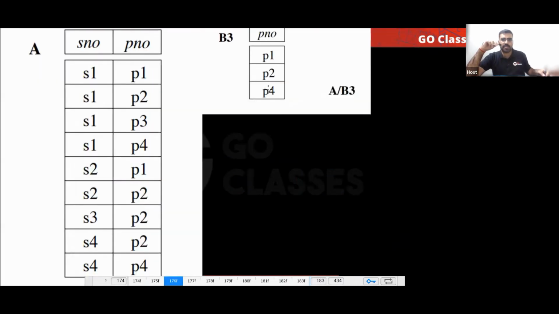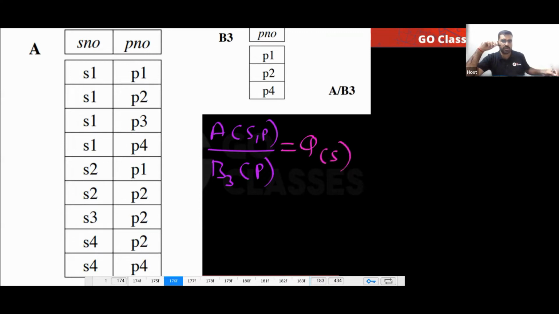Now you have become the expert. Now let's quickly do it. Tell me the answer for this also. You have the two attributes S, P, and in this B3 you have one attribute only, P number only. So your result must have the attribute S. Your result can contain only S number, so focus on S number.